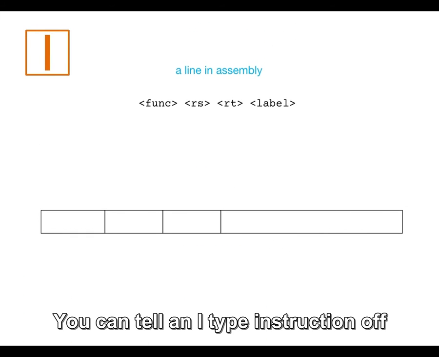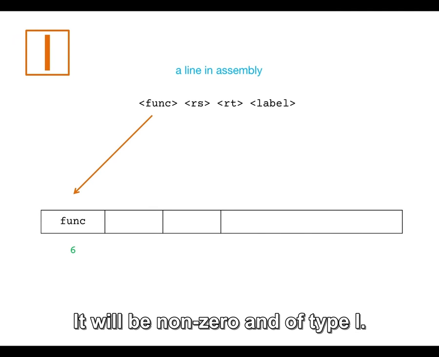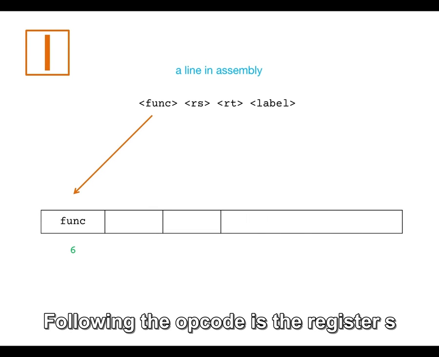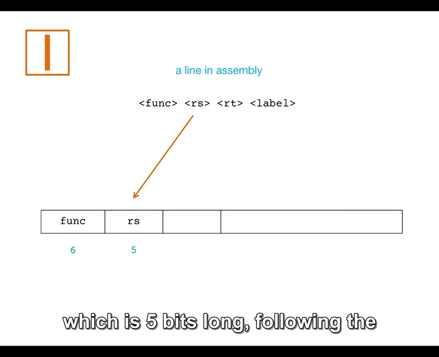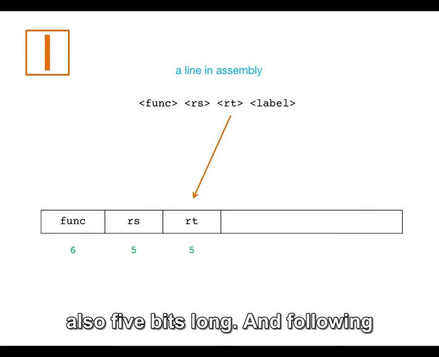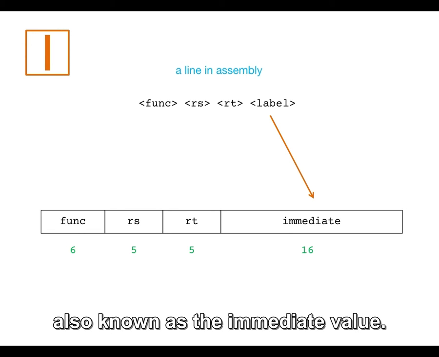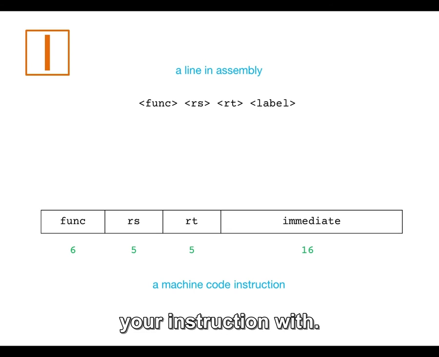You can tell an I-type instruction off the bat by looking at its first 6 bits. It will be non-zero and of type I. Following the opcode is the register S, which is 5 bits long. Following register S is register T, which is also 5 bits long. And following register T is the last 16 bits, also known as the immediate value. This is what you will be completing your instruction with.